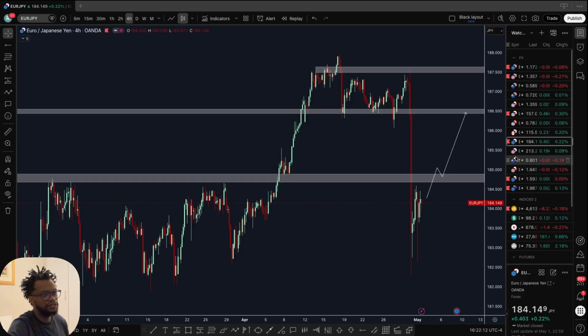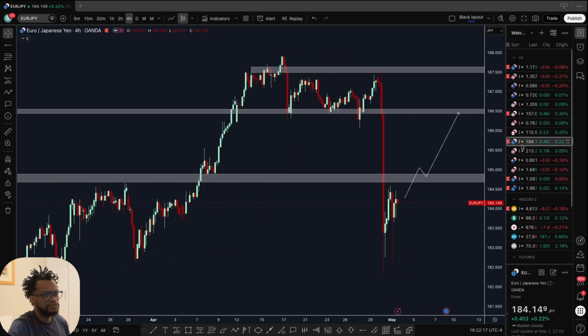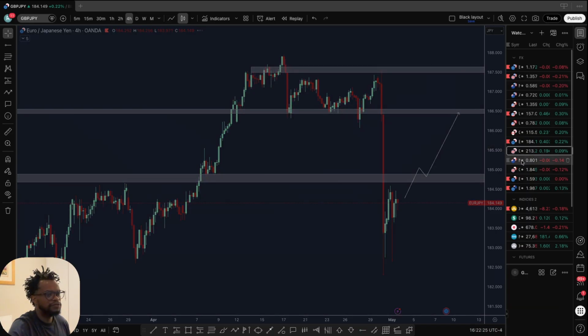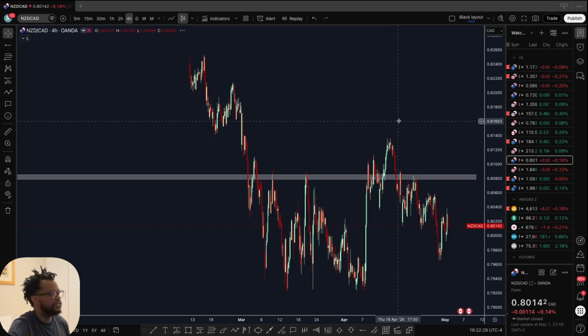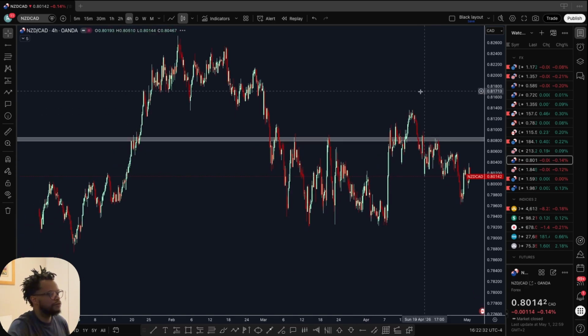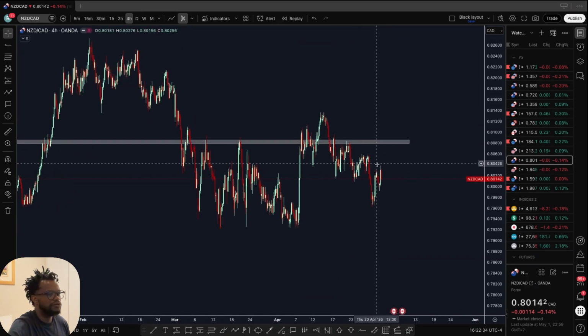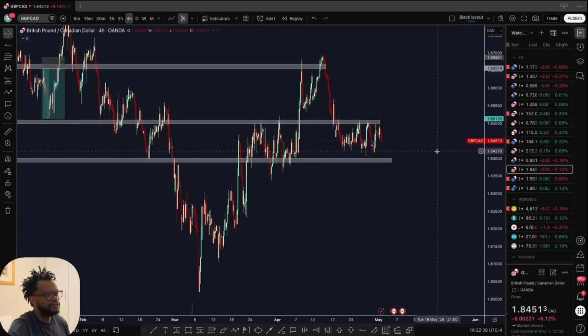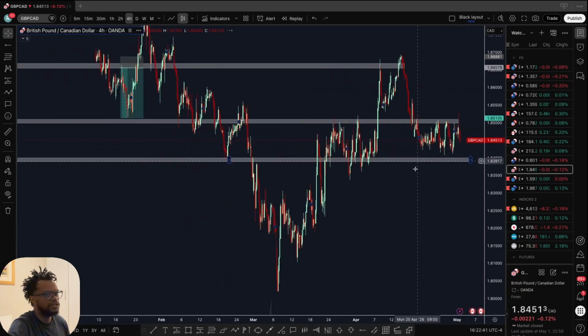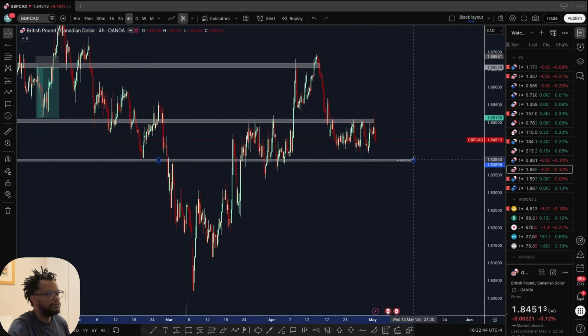So I'm going to mark this. I don't like GJ. I just put it here just to monitor what works better. And what else can we look at? Not GJ. Let's look at New Zealand CAD. Conflicted on this one. Do not love the price action here. Pound CAD, also stuck in a range. Not looking at it at the moment unless we have a break below these zones, above these zones.